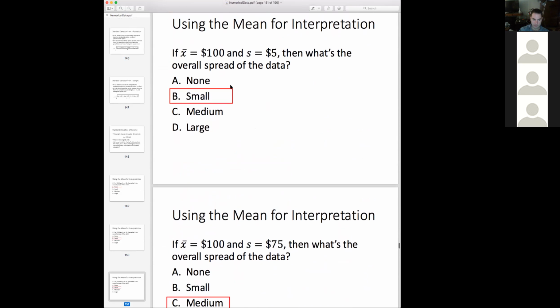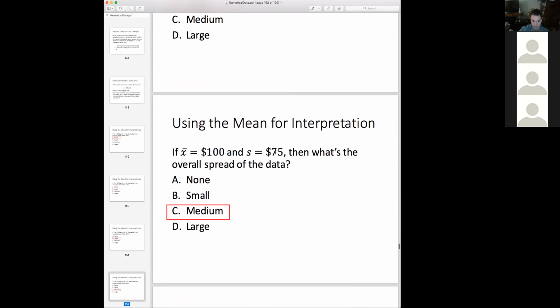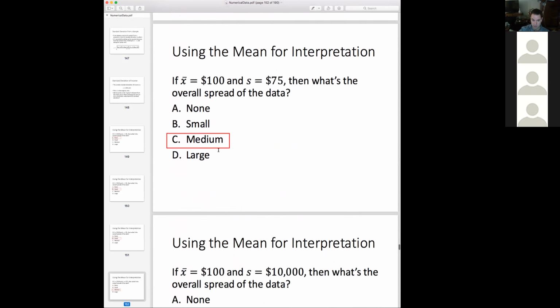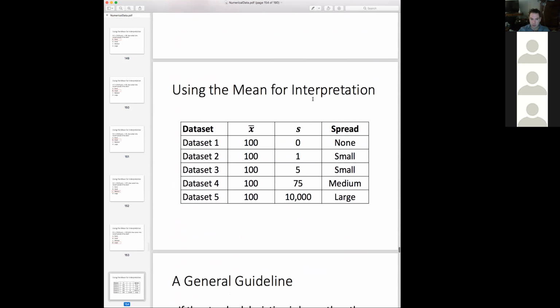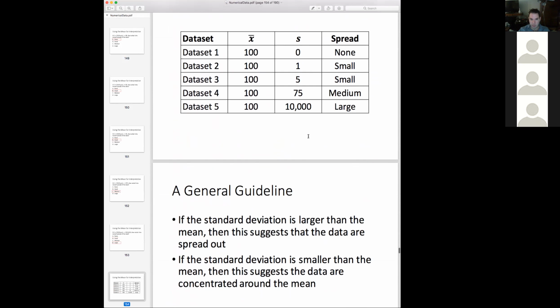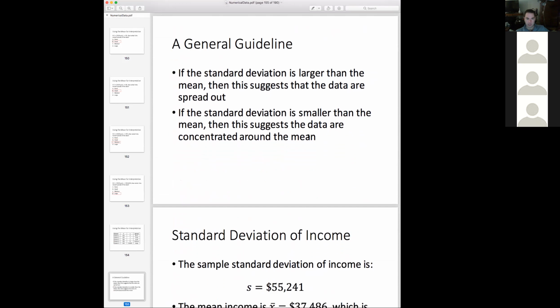Again, if you increase it to 5, that's also small. If we increase it to 75, that will become medium because it's more sizable to the mean. And if you have a standard deviation of 10,000 with a mean of 100, that's going to be a very large standard deviation. So this is just to illustrate the concept of standard deviation with spread. So if the standard deviation is larger than the mean, this suggests the data is spread out. If the standard deviation is smaller than the mean, this suggests that the data are concentrated around the mean value there.